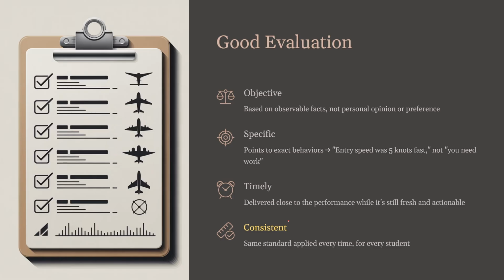And this slide explains what good evaluation should look like: objective, specific, timely, and consistent. Objective means it's based on facts I can observe. Specific means it points to the exact behavior rather than giving a vague impression. Timely means it is given close enough to the performance that the student can still connect the feedback to what happened. And consistent means the same standard is applied every time and to every student.